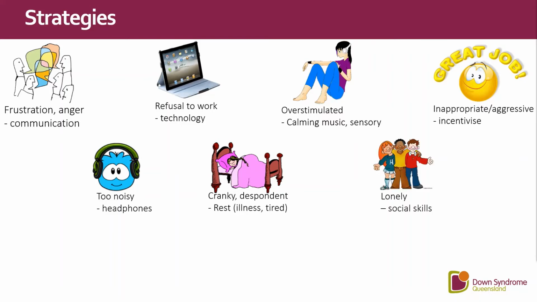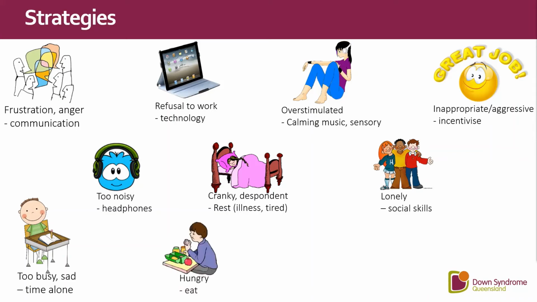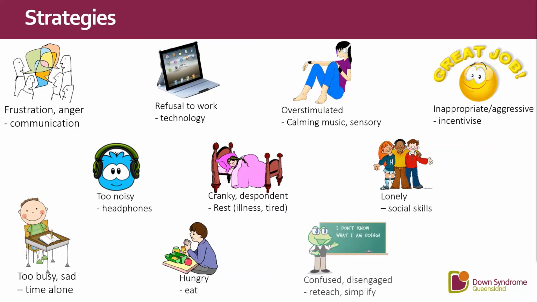Perhaps they're lonely, so we need to provide social skills with their peers supporting as well. Maybe they're feeling too busy or sad. We just need to give them some time out, but not time out because they're naughty, time out because they need that quiet space. Perhaps they're hungry. Maybe we could suggest that they have something to eat. Maybe it's the type of food that they're eating that needs to change, or it could be sensory. Maybe it could be an issue with their thyroid, or they could be confused and disengaged. So perhaps we need to reteach and simplify what we're expecting of the student.